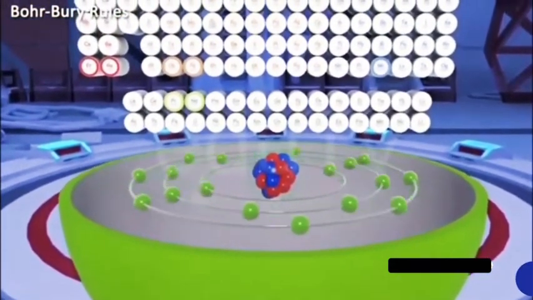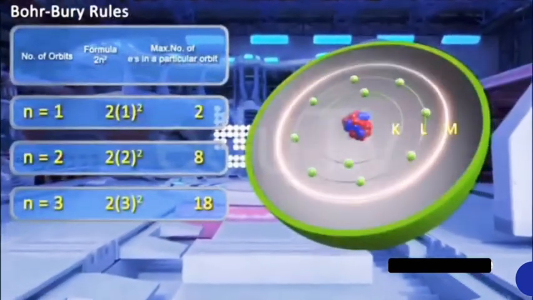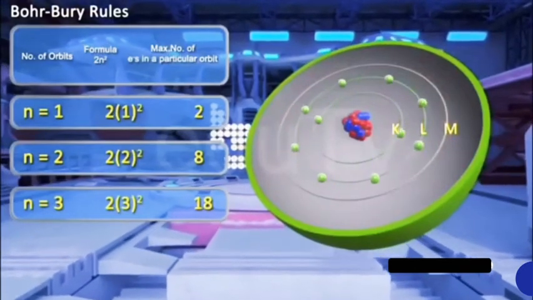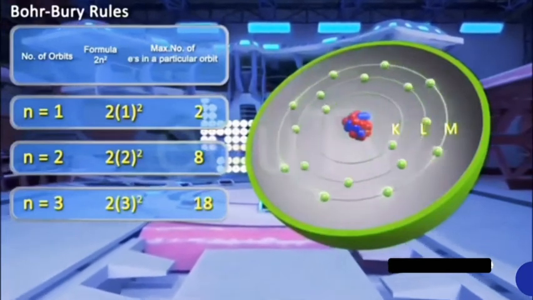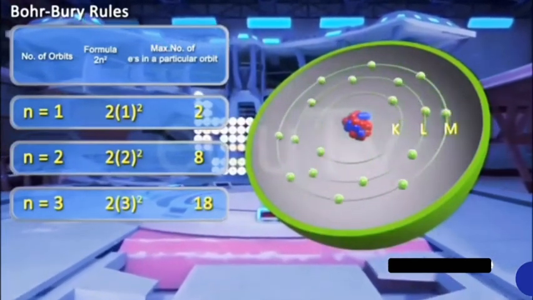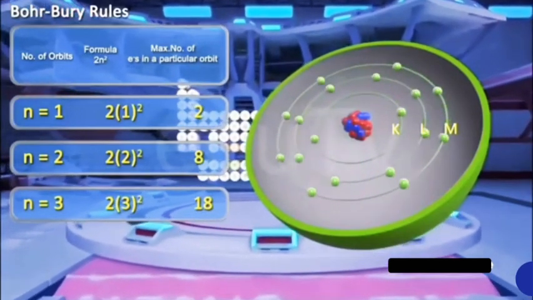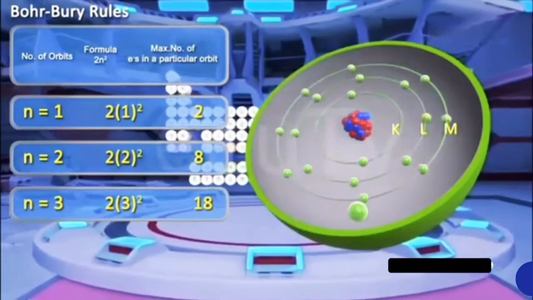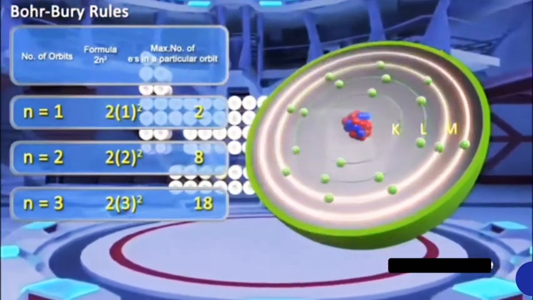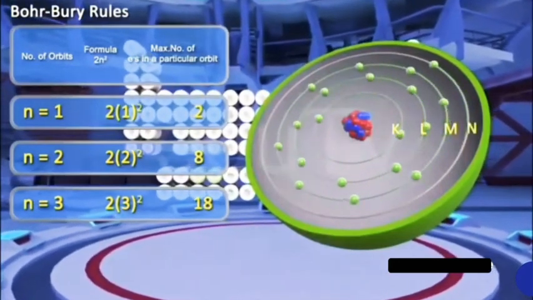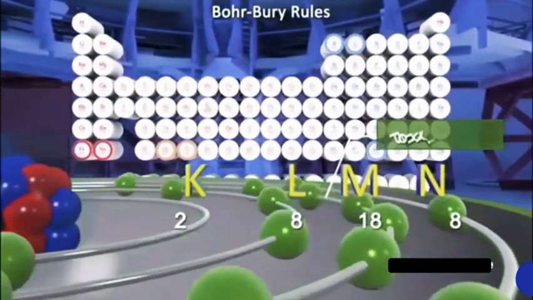For example, the third orbit can accommodate a maximum of 18 electrons. So when the 8th electron occupies the third orbit or shell M, the atom gains a certain degree of stability. Hence, the next electrons, instead of entering the third orbit, move to the fourth orbit or the fourth shell. Rule 3. The penultimate shell cannot have more than 18 electrons.